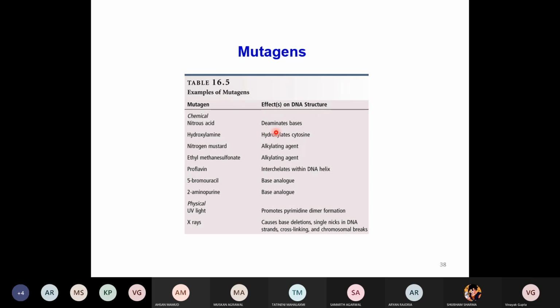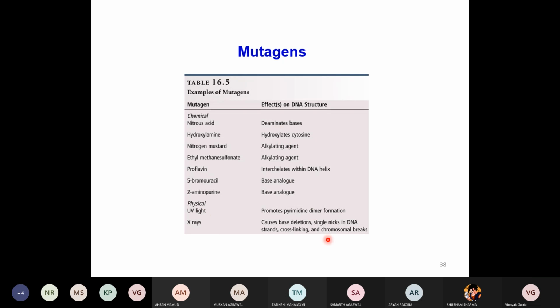Maybe deamination, as the name suggests here, it is going to deaminate. Maybe hydroxylation, second point. Third one is the alkylating agent, maybe alkylation. And some are even base analogs. Base analog means they have a structure very similar to the base, so they can also be mutagens. That is a very interesting case, base analog. Then different types of radiation: UV light, X-rays, gamma rays. Those are physical agents.